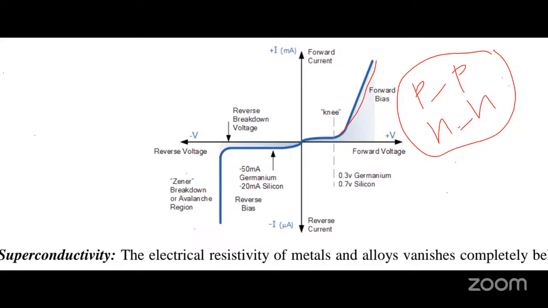Reverse bias means P is connected with the N terminal and N is connected with the P terminal. This is the reverse bias. And zero bias means the diode is not connected with any external battery in the circuit.